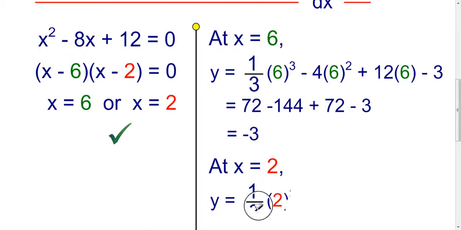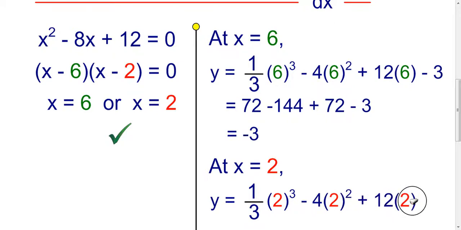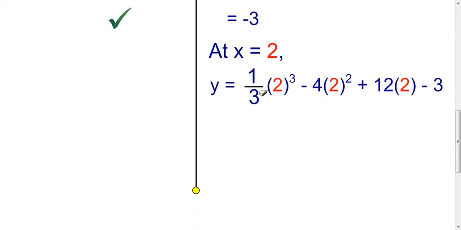So y equals a third of 2 cubed, take away 4 times 2 squared, plus 12 times 2, take away 3. The difference here, we're going to create a fraction here which makes it a wee bit trickier. 2 cubed is 8 times a third is 8 over 3. 2 squared is 4, 4 times 4, that's going to be take away 16. 12 times 2 is 24, and then take away 3.